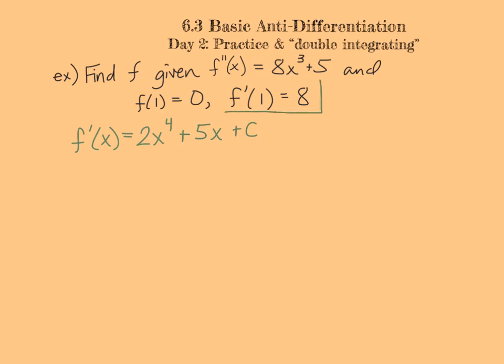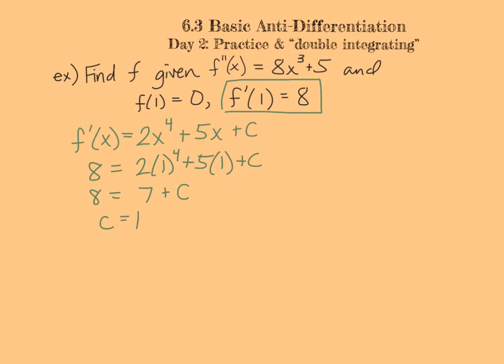I have to use information about f prime since that's the function we have. So we know that with f prime, when we input a 1 for x, we output an 8. So we'll plug that in. So we're outputting an 8 when we input a 1. Okay, that's kind of overkill. I could have just written 2 plus 5 plus c, but I just want to show you what we're doing. So this ends up being 7 plus c. So c is 1.